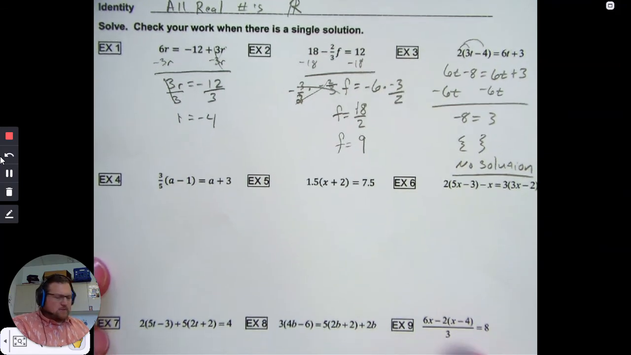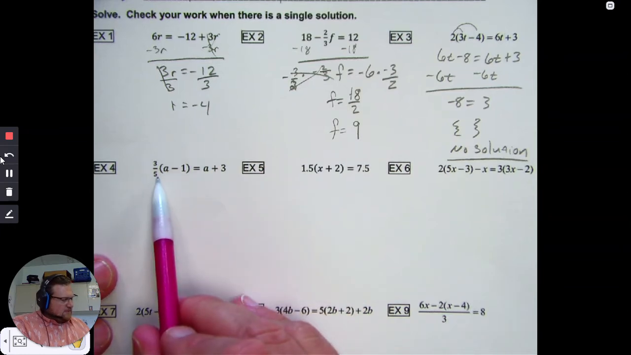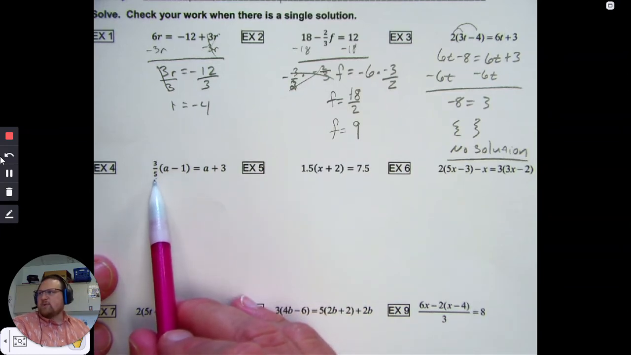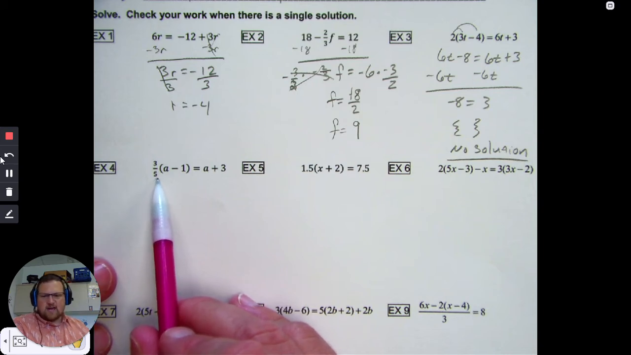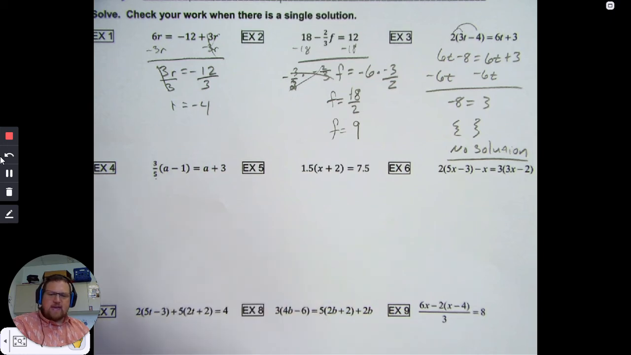For this next one, we have this lovely fraction here. At this point, you have to ask yourselves, am I willing to deal with a fraction or not? Some students are so afraid of fractions, they're like, I have to get rid of it before I do anything else. If that's the case, that's fine.